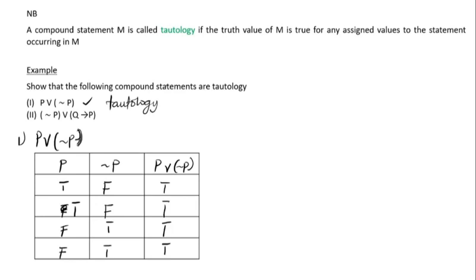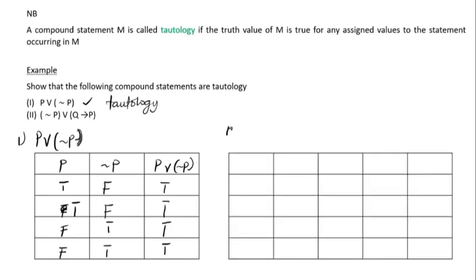Alright, now let's see whether negation of P or Q implies P is also a tautology. So the aspect is, negation of P or Q implies P. Alright, so we have our P, our Q statement. We can see negation of P over here, so we should have negation of P. Then we can see Q implies P here, so we write Q implies P. Then we write the final one between all of them, which is negation of P or Q implies P.